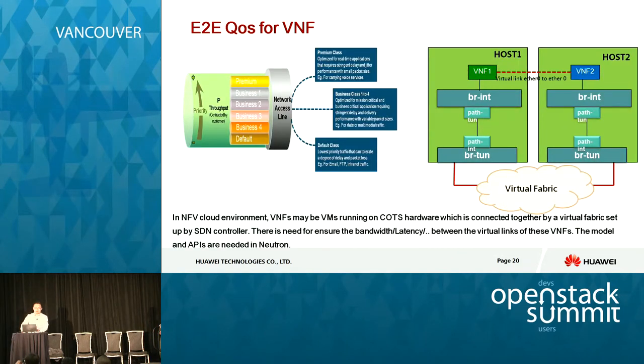Okay, the last thing we think is very useful for NFV use cases would be E2E queues for VNFs. Currently, the queues have a definition of a gold medal, a silver medal, a bronze medal, like that. But in a virtualized environment, the VNFs are just VMs running the software.